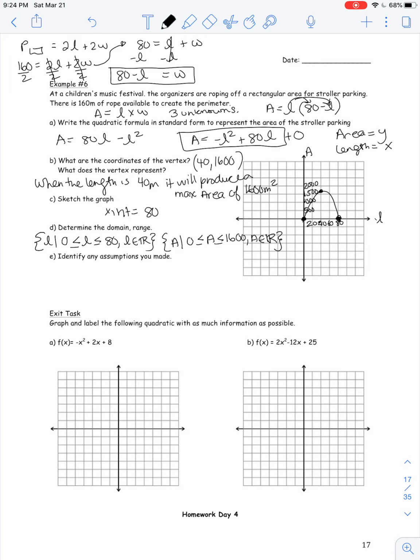Assumptions. Whenever we're making something or using math, it might not work for the real world because we want to make sure that we have the area to make this stroller parking. So our assumptions are that the space is available, because we can adjust this however we want, but if we don't have those kind of dimensions available, then we can't really do it. So those are the assumptions we're making, that we have the space available, that we could expand and make the length however we want it, but that might not always work.